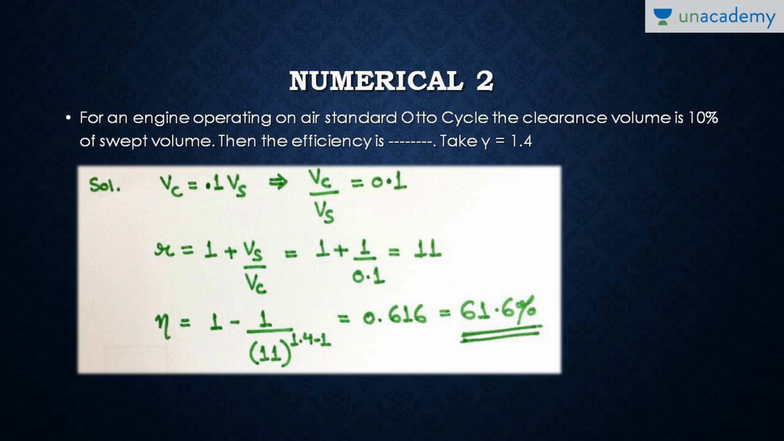We have to find the efficiency of Otto cycle. So the efficiency of Otto cycle is 1 minus 1 upon r raised to power gamma minus 1. The value of r is 11. Right. So 1 minus 1 upon 11 raised to power 1.4 minus 1. The efficiency of Otto cycle comes out to be 61.6%.